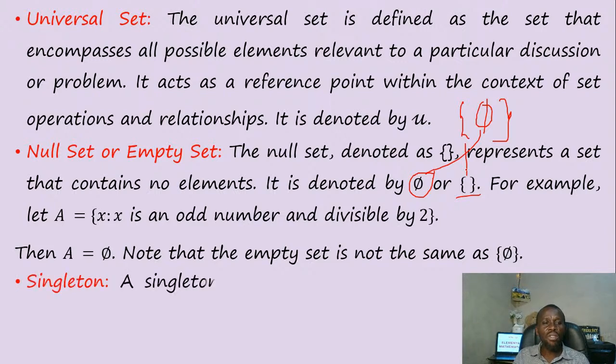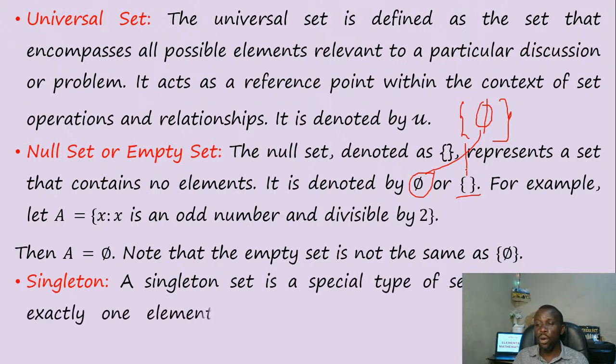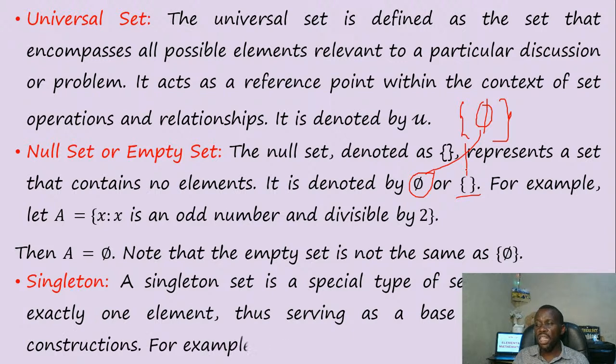All right. Then we have what is called a singleton. A singleton set is a special type of set that contains exactly one element, just one element, therefore serving as the basis for larger set construction. For example, A equals 2. Now, with A equals 2, you can see that 2 is the only element we have there. So that becomes a singleton set.